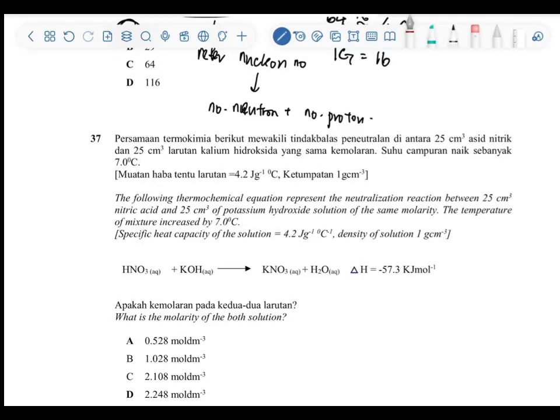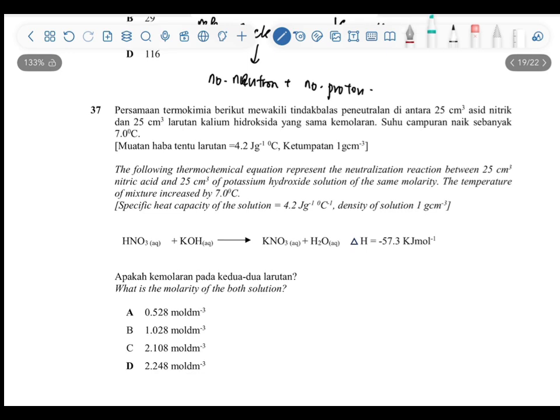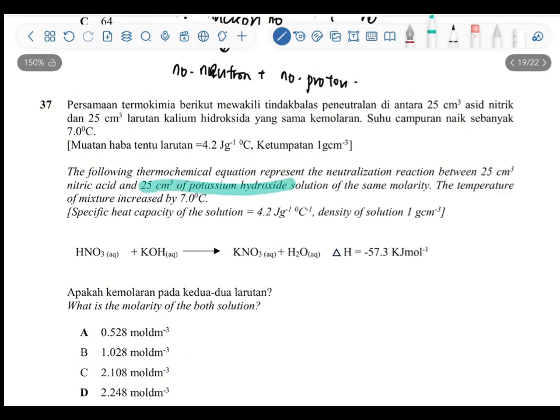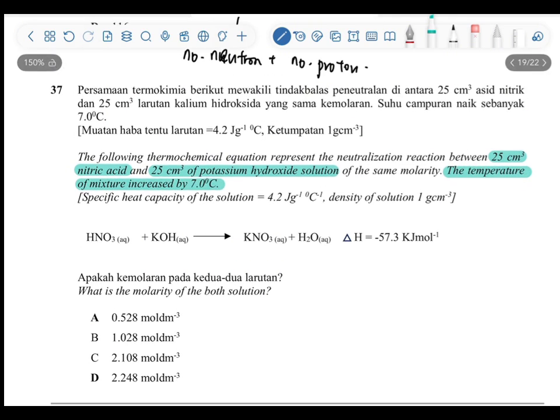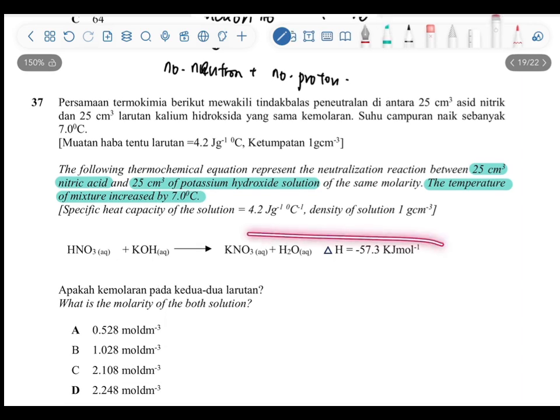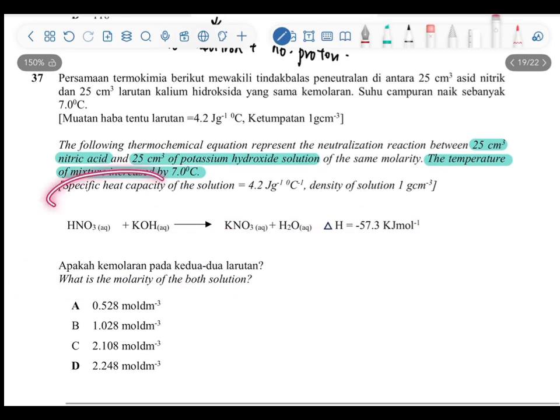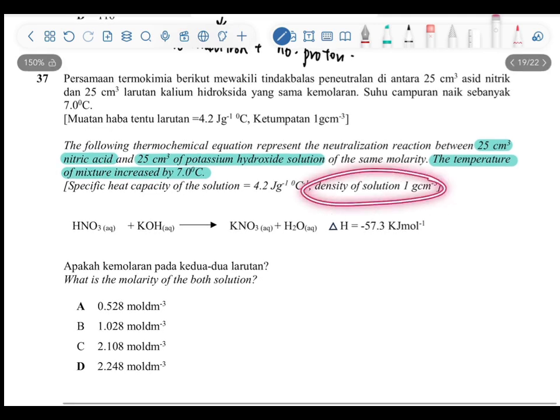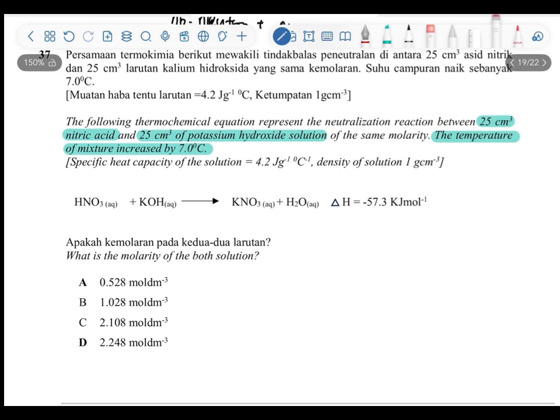Question 37. The following thermochemical equation represents the neutralization reaction between 25 cm³ of nitric acid and 25 cm³ of potassium hydroxide solution. The temperature of the mixture increased by 7 degrees Celsius, and this is the thermochemical equation that we get, given that the specific heat capacity of the solution is 4.2 joule per gram per degree Celsius, and the density of the solution is 1 gram per cm³.